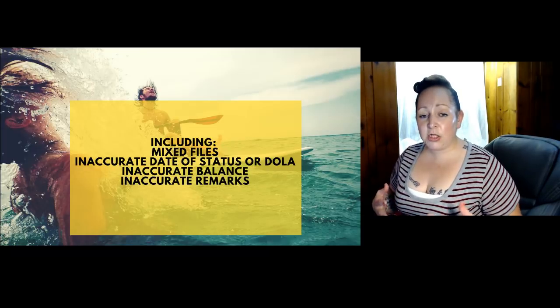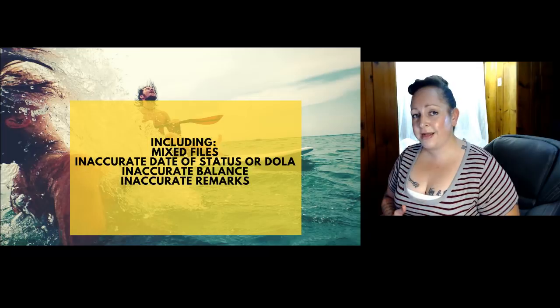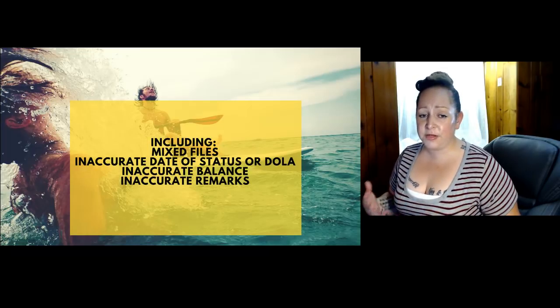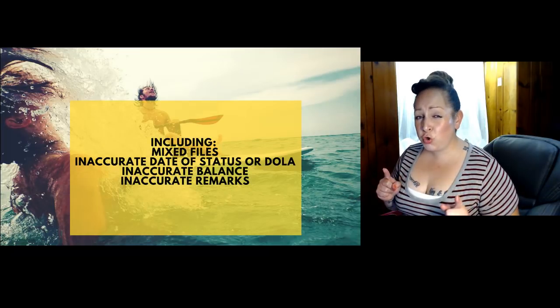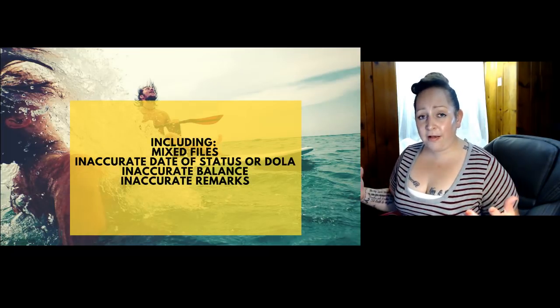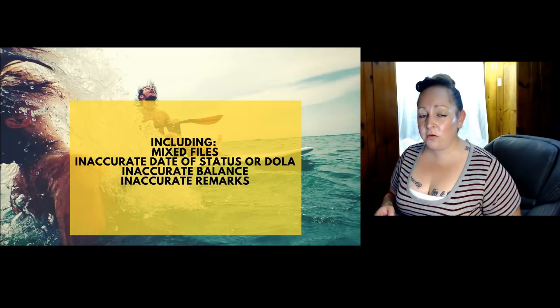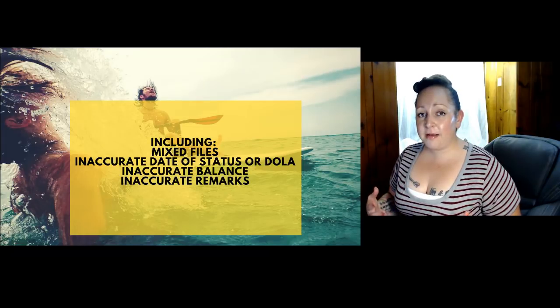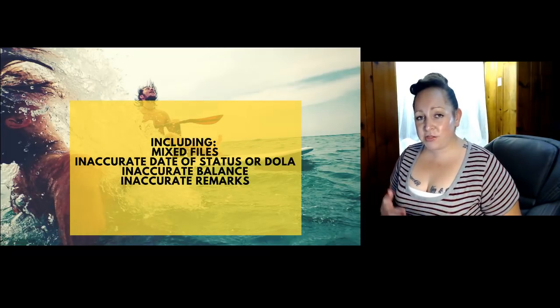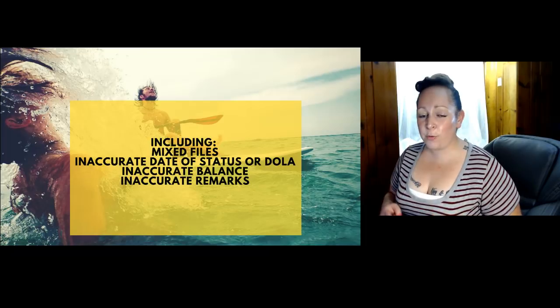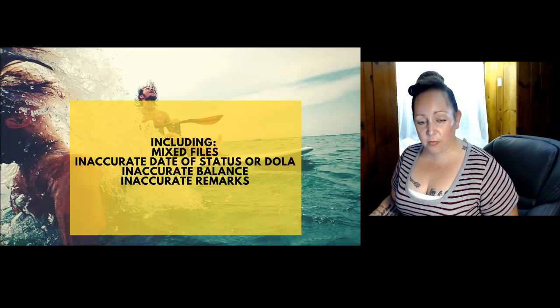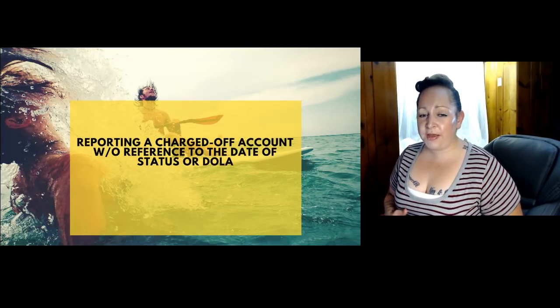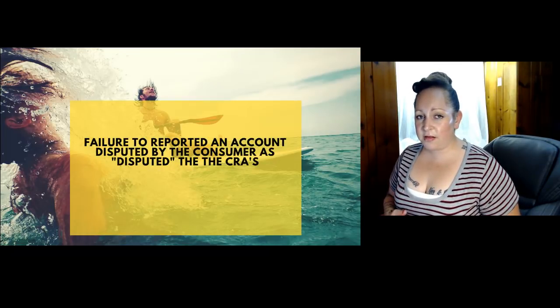So that would be including mixed files, like, that's not your date of birth, that's not this, that's not that, this is incorrect. Inaccurate date of status or date of last activity is super, super important because you can have all three bureaus reporting a different date of last activity. Pull your report on Identity IQ and you'll see what I'm talking about, and it will change when the account actually falls off your credit report. So that is why it's so important. So, inaccurate balance and inaccurate remarks. Okay, reporting a charged off account without reference to the date of status or date of last activity. They do that all the time.